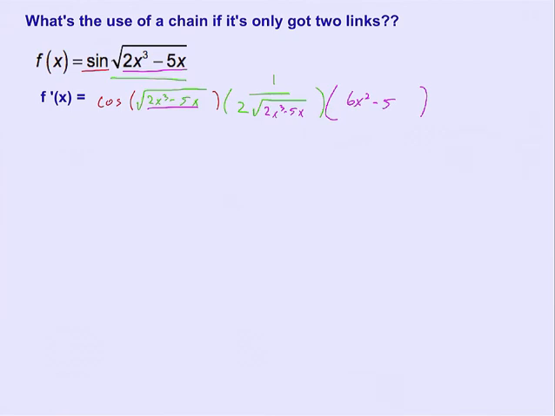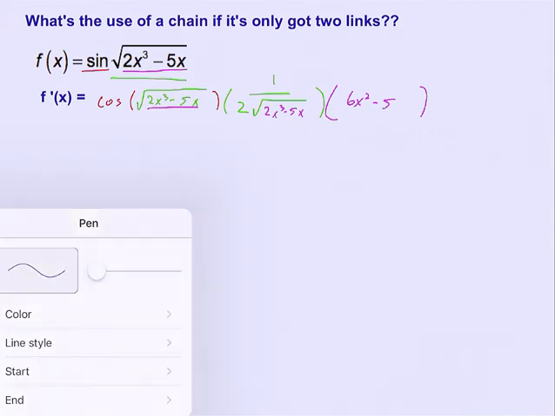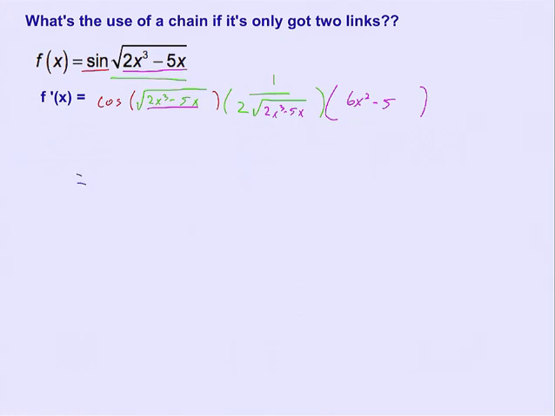I can put all of this together. I'm going to put the 6x squared minus 5 first, times the cosine of the square root of 2x cubed minus 5x, all over 2 times the square root of 2x cubed minus 5x.